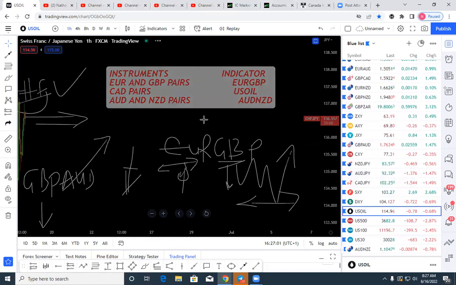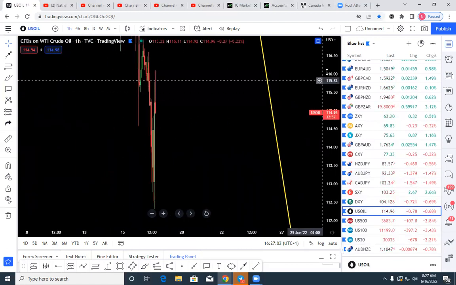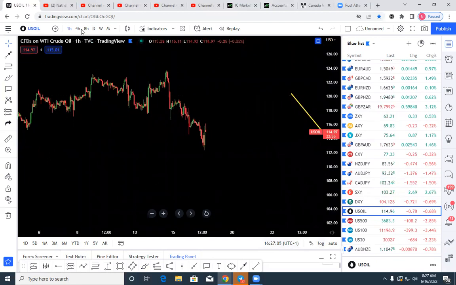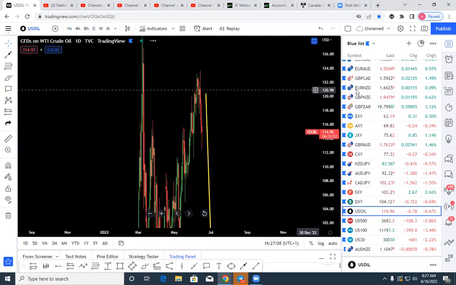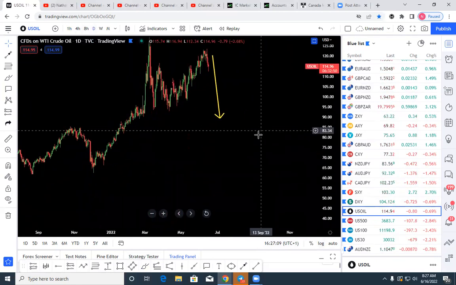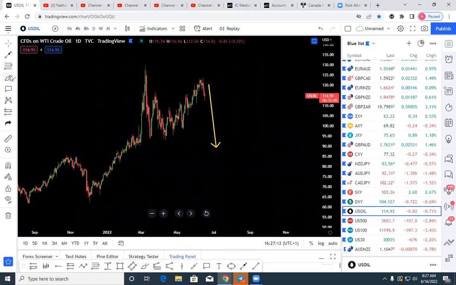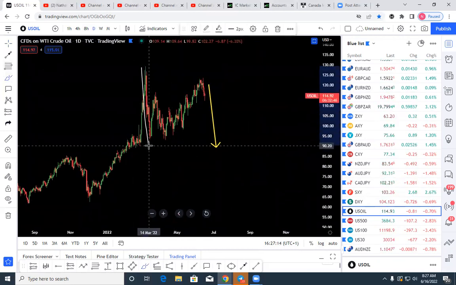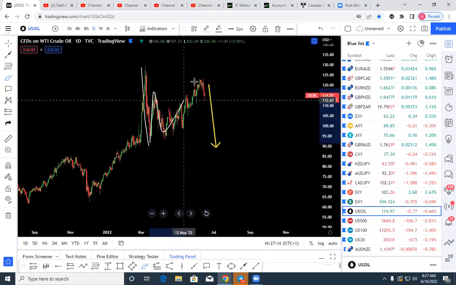Boom. Can you see that in this US oil, guys, go to daily, it's been forecasted. I forecasted this US oil that this is A, B, and C.